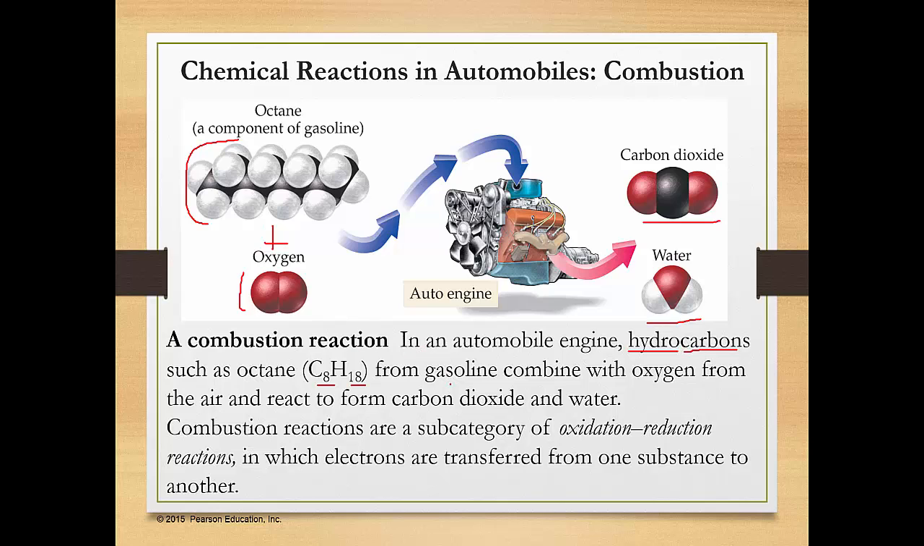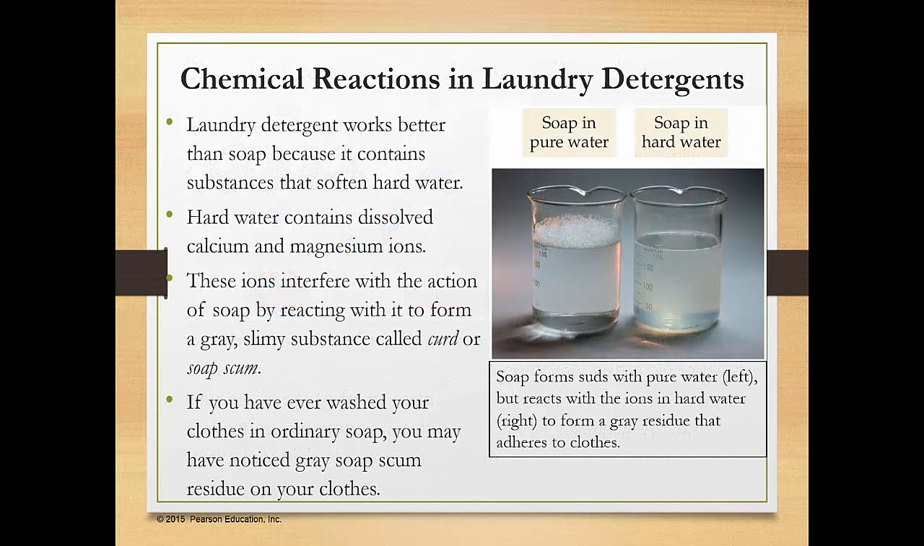And combustion reactions can be categorized. They're a subcategory of what we call oxidation reduction reactions or redox reactions, in which we're transferring electrons from one substance to another. And we're going to look at these different types of reactions as we go through the chapter. All right, another example that they talk about at the very beginning of this chapter is the chemical reactions that occur with a laundry detergent. So when we put our Tide or Biz or whatever we have into the water, what are we putting in there and how is it working?